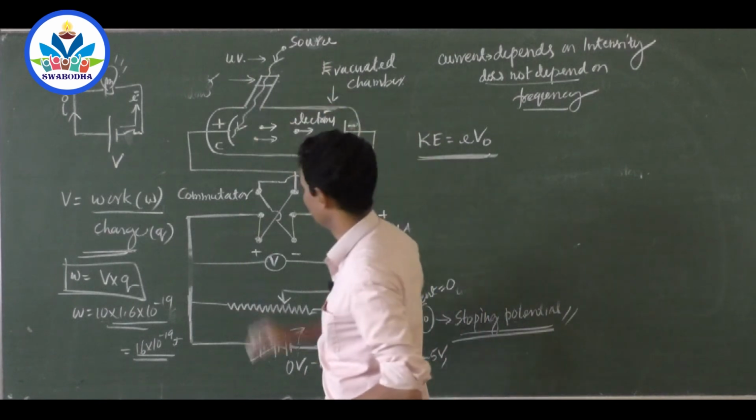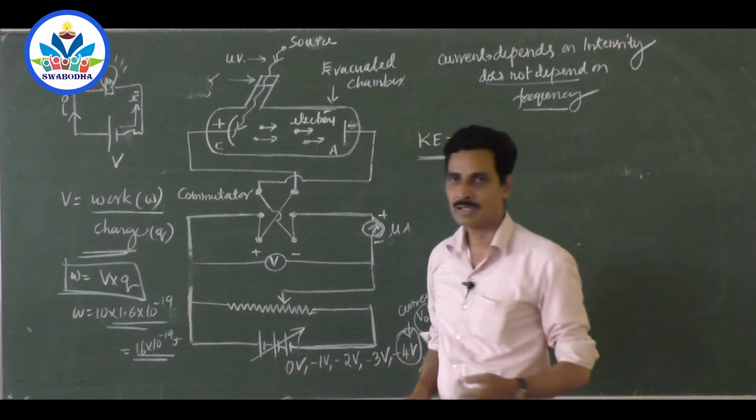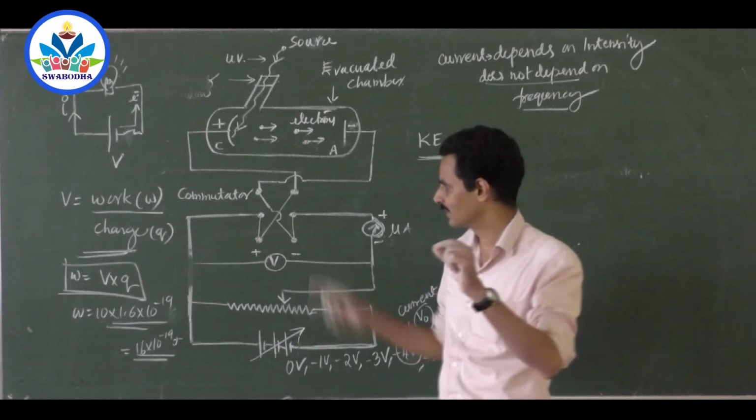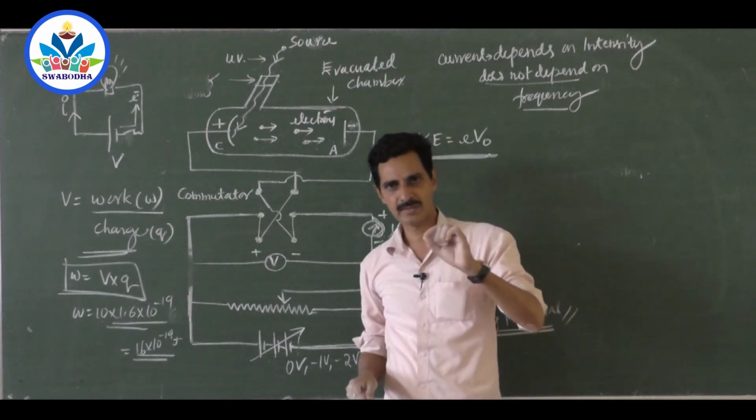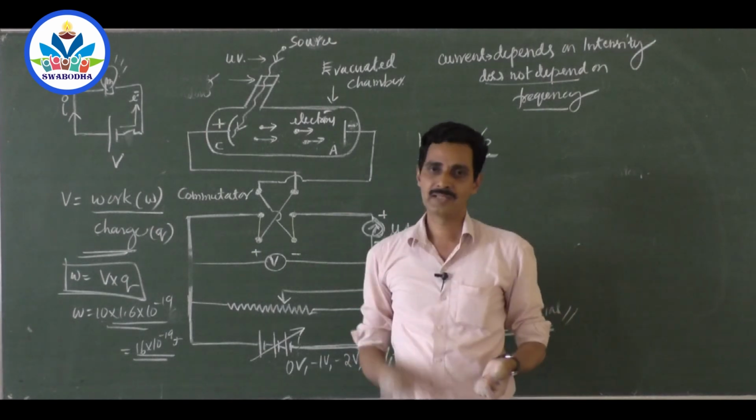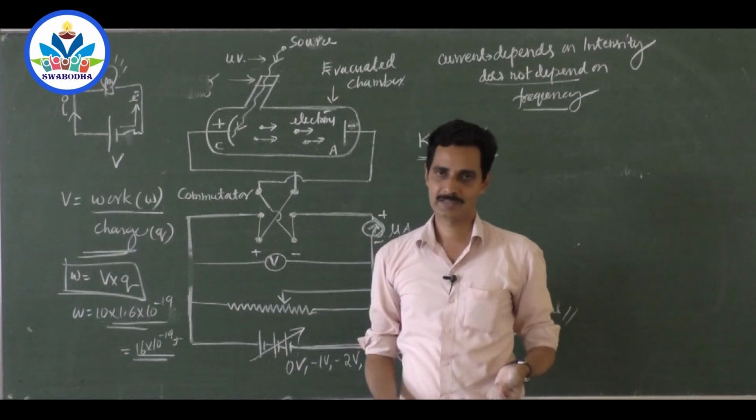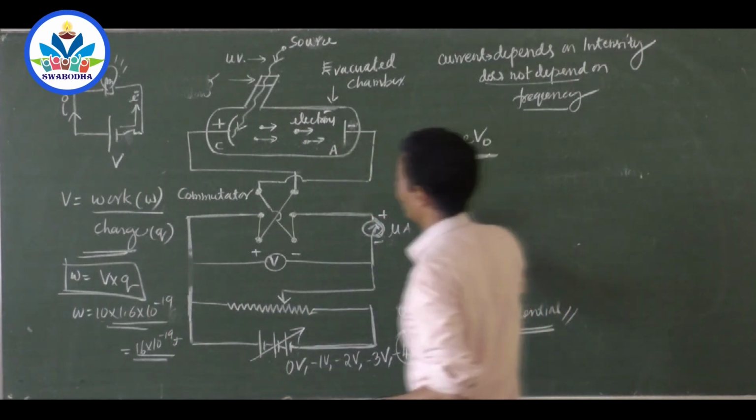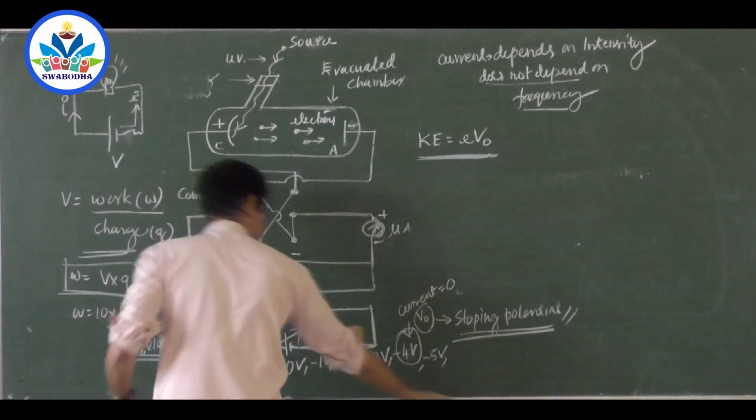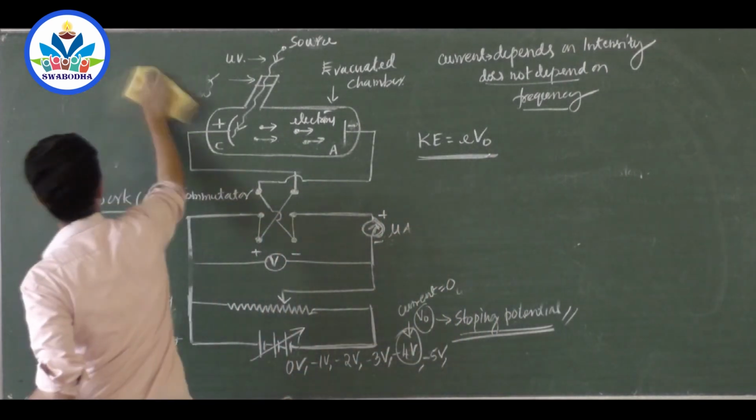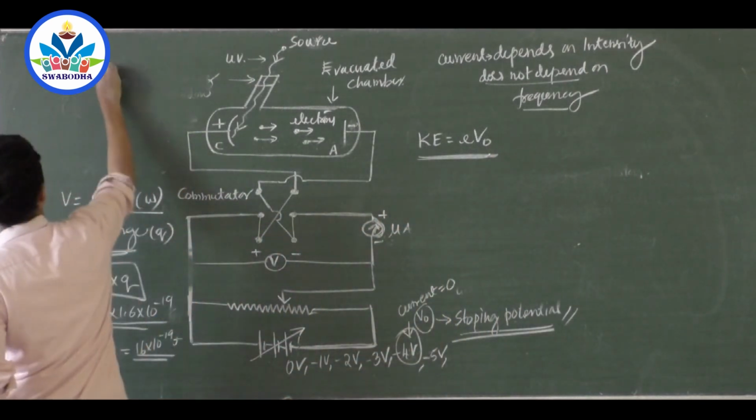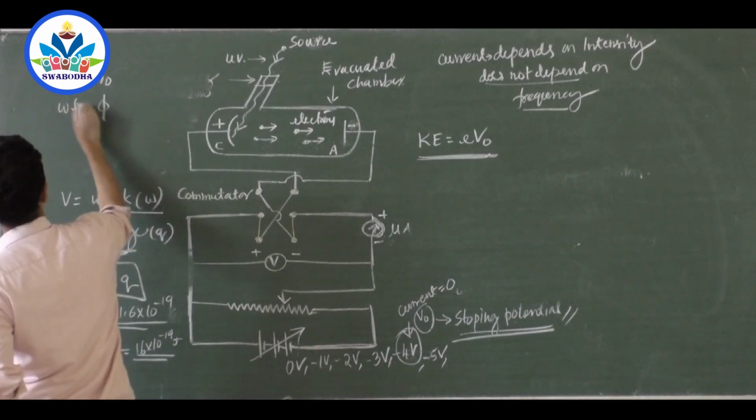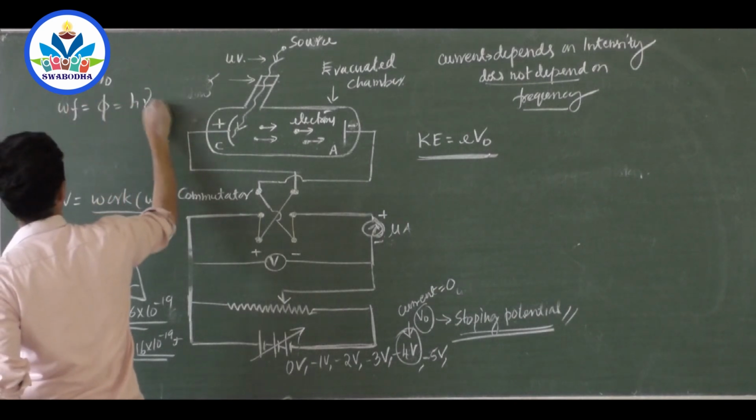If you incident a frequency which is less than the required one, no electrons are emitted. So there is a minimum frequency that I was discussing, 2.2 into 10 to the power 14 hertz. There is a minimum frequency above which photoelectric emission can take place. Yes, I will write it here. There is a minimum frequency called nu naught above which photoelectric emission can take place. So work function is equal to h nu naught, right?